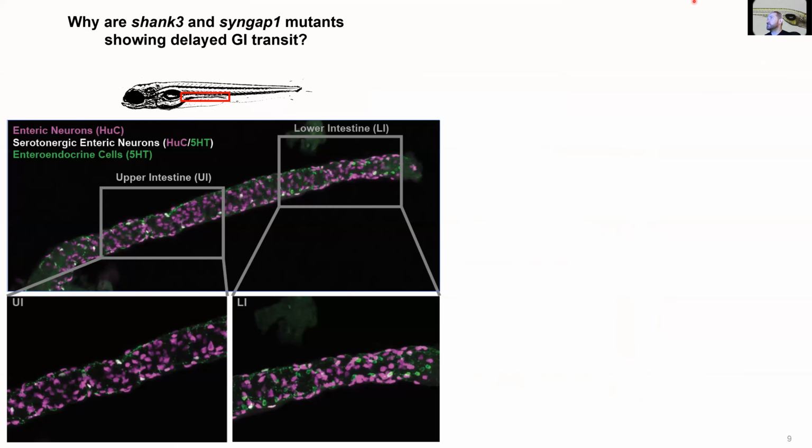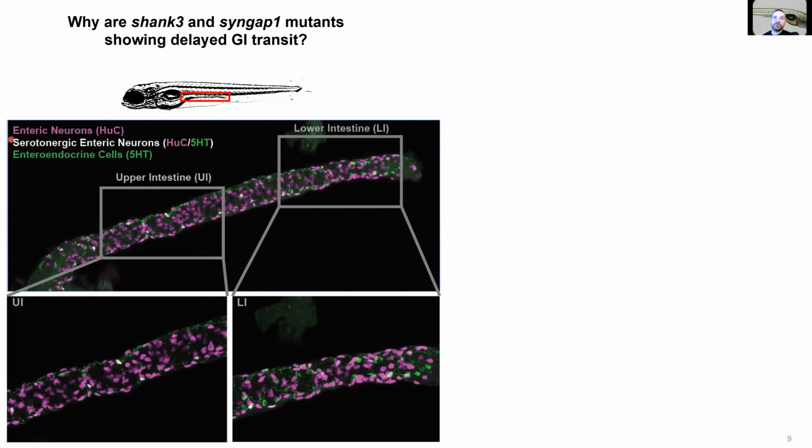So we kind of wanted to get at the question of why these mutations might be impacting GI transit time through some potential physiological experiments. And one of the most approachable ones that we had on hand was just to do some dissections and some staining and look at different cell populations and see what might be changing. Our initial hypothesis was, given shank 3 and SynGAP's role in the CNS, this should be a pretty clear-cut case of alterations in the enteric nervous system causing digestive problems.